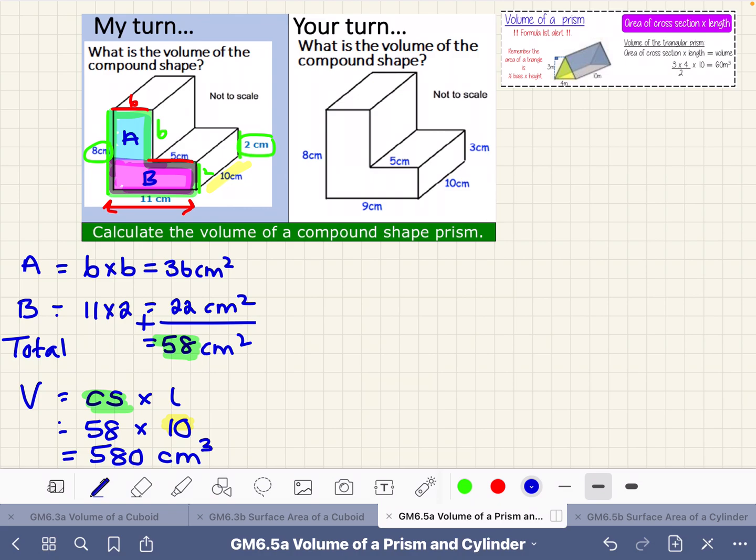Press pause while you try the your turn question. If you'd like to press play to ensure that you have labelled up your sides accurately, as we did first year, please do so.